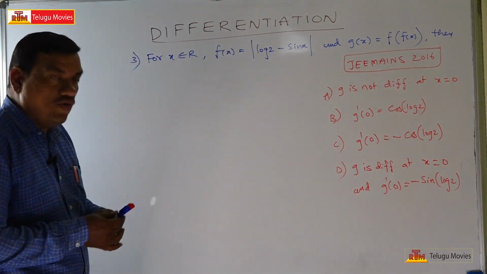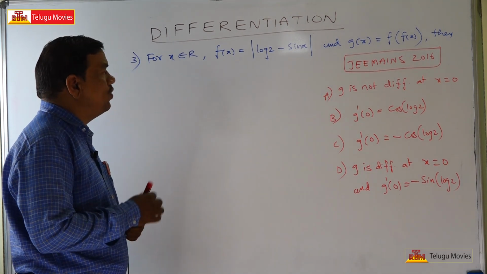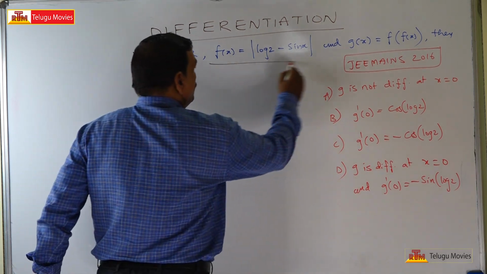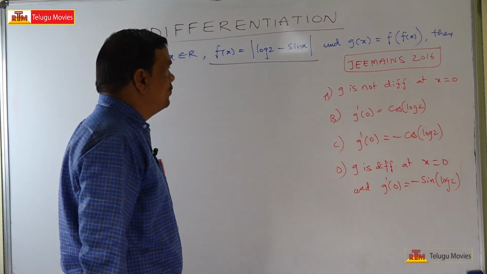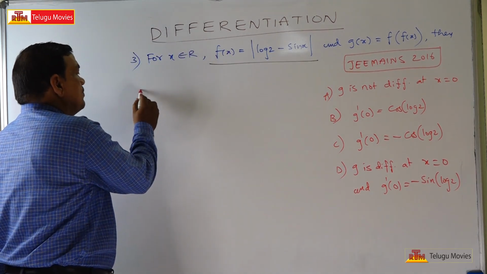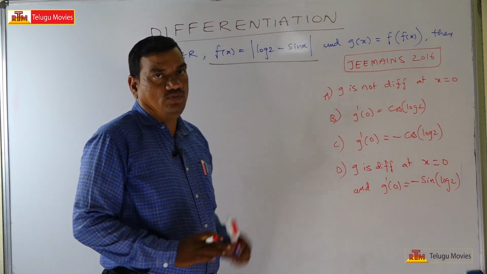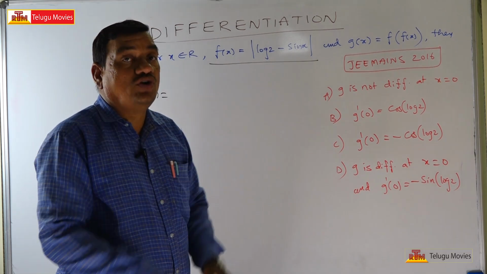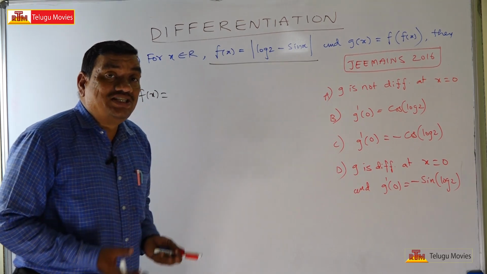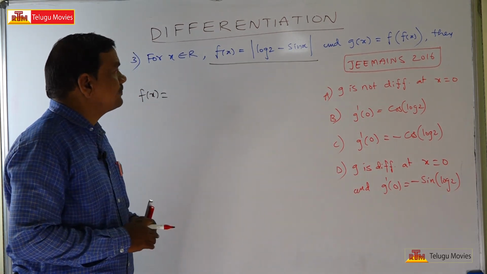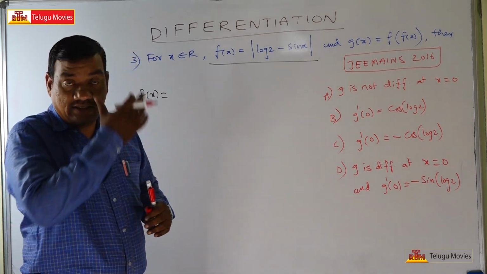The function is also very clear. So what is the function here? The function is f of x is equal to modulus of log 2 minus sin x. First thing you have to find out is how to remove that modulus. What are the quantities inside the modulus? Log 2 minus sin x. Which is greater and which is lesser? Is log 2 greater or is sin x lesser?